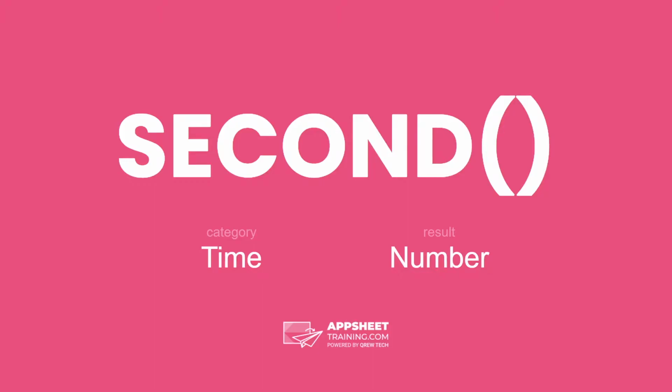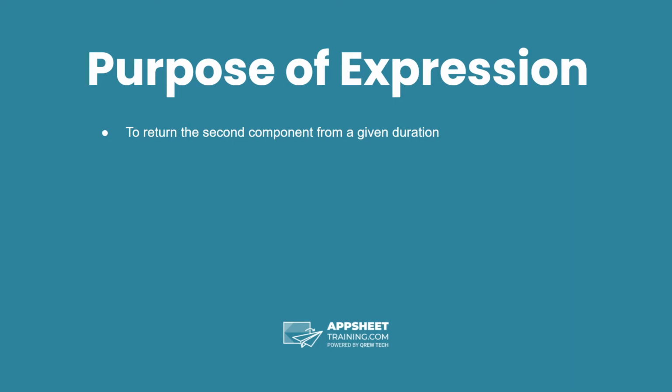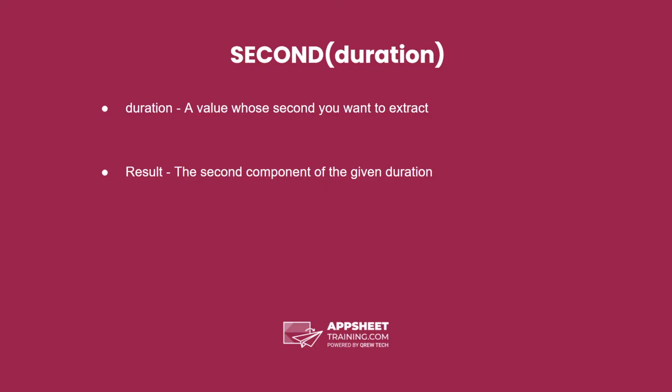The second expression is in the category time and has a result of a number data type. The purpose of this expression is to return the second component from a given duration. The second expression has one parameter. This is the duration whose second component you want to extract. The result is the second component of the given duration.